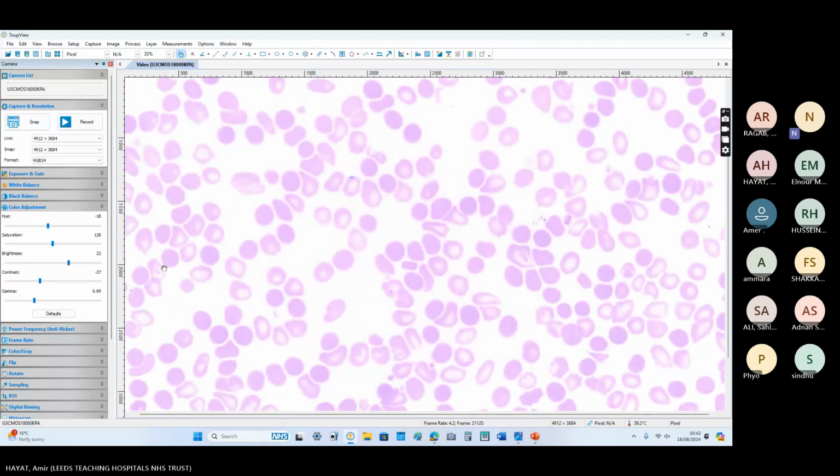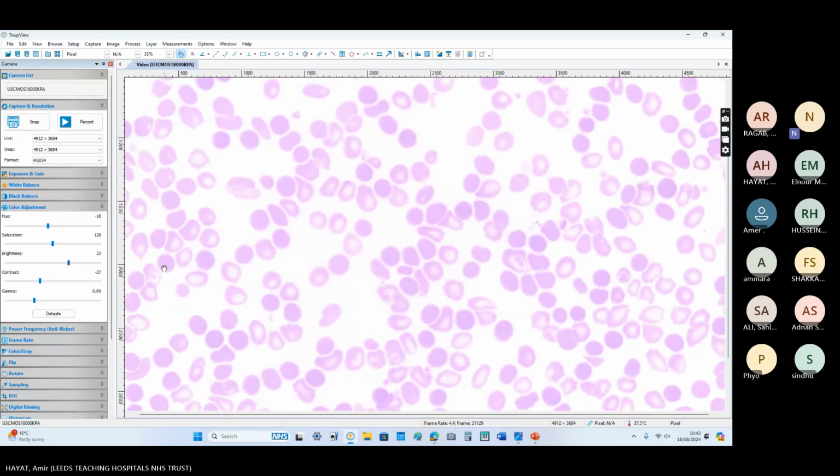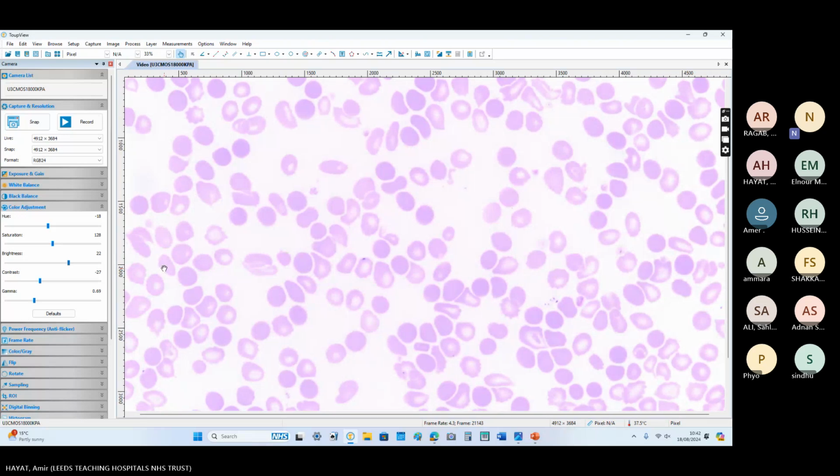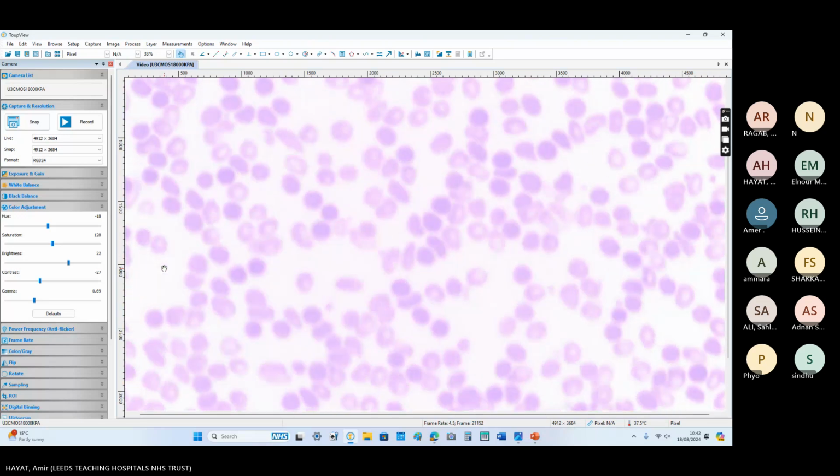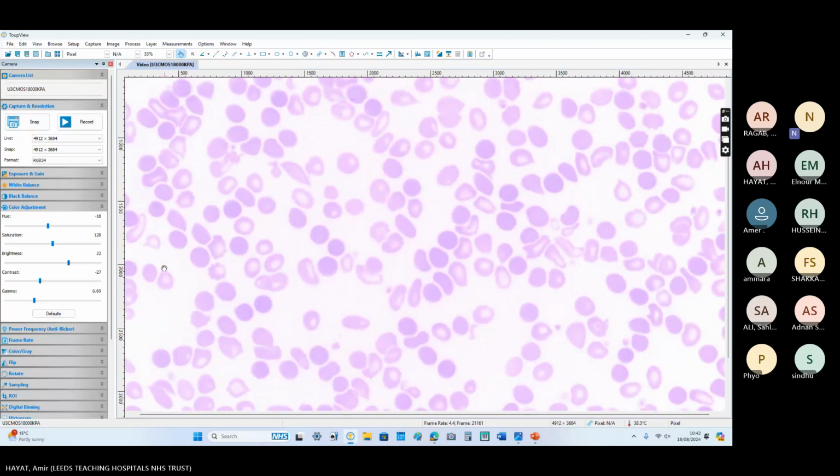From the history, it seems she has some hemoglobinopathy. That's why she is on regular transfusion. And her indices are microcytic hypochromic.